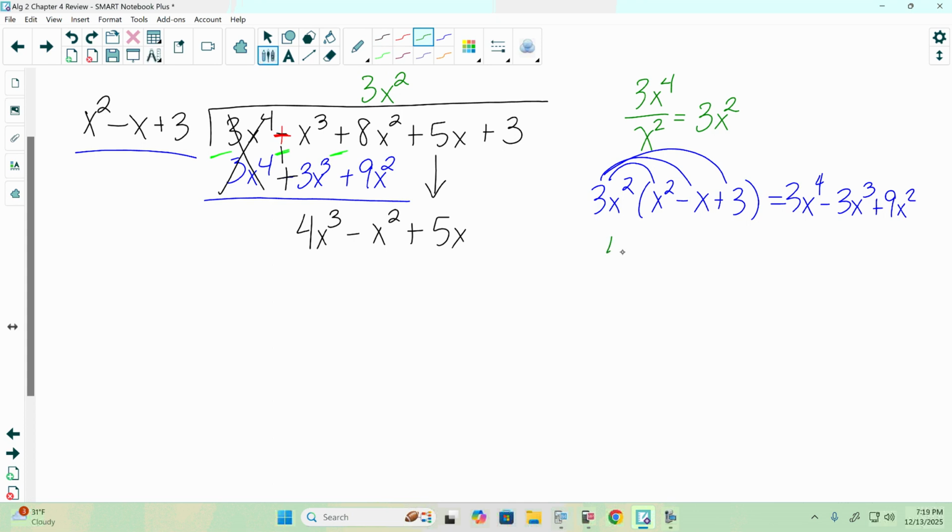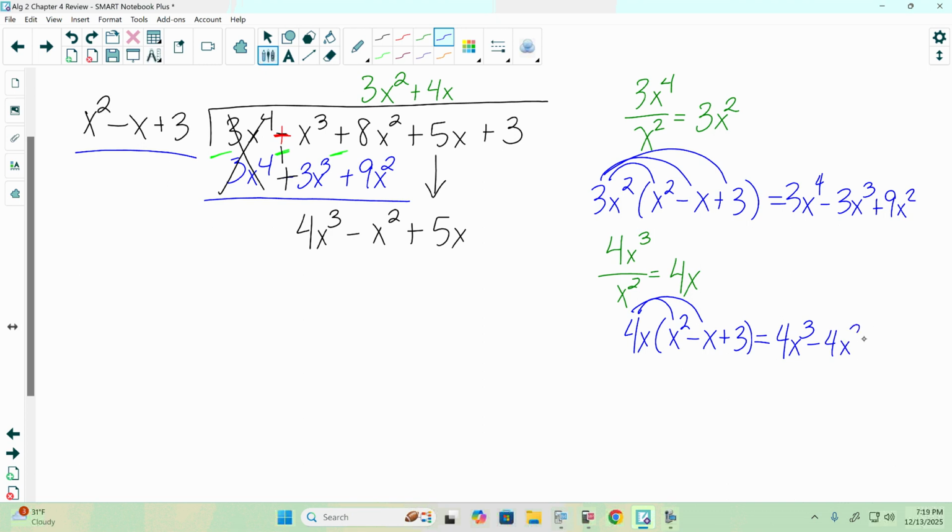Because now our biggest term inside is 4x cubed. Our biggest term outside is still x squared. So instead of having 2x, we have 4x. So it's going to be plus 4x. We're going to take what's in front and multiply it by 4x. So we have 4x times x squared minus x plus 3. 4x times x squared is 4x cubed. 4x times negative x is negative 4x squared. And 4x times 3 is plus 12x. And we put it underneath.